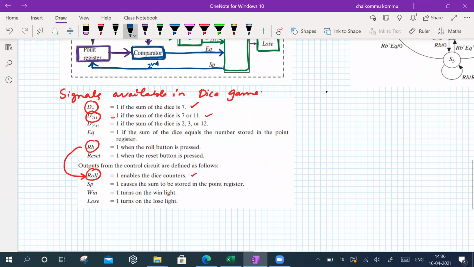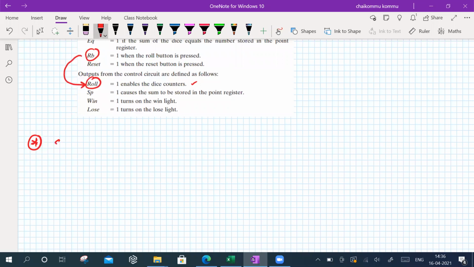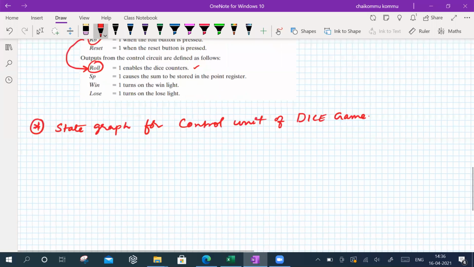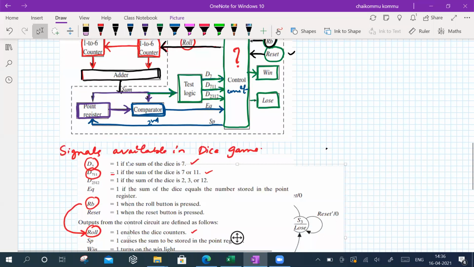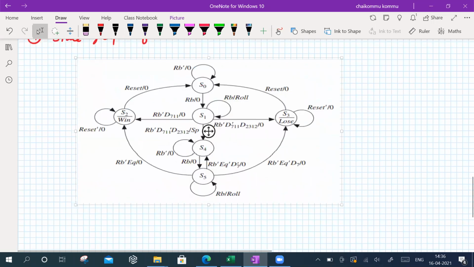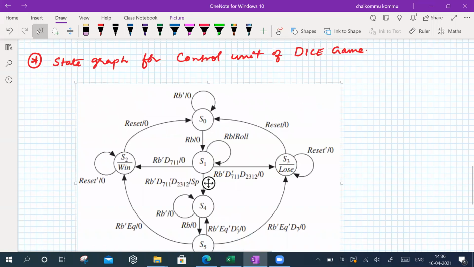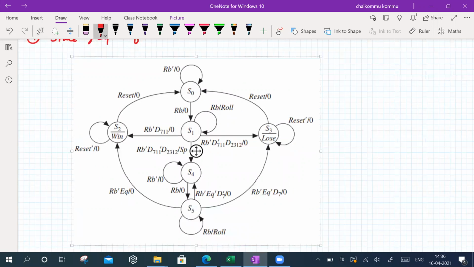Next. State graph for control unit of dice game. Okay, fine. I hope we have already done this one. So this is actually the dice game control unit. Okay, state graph, very simple state graph. So just you have to remember this way. Just follow the instructions. For example, we are there in the state S0.